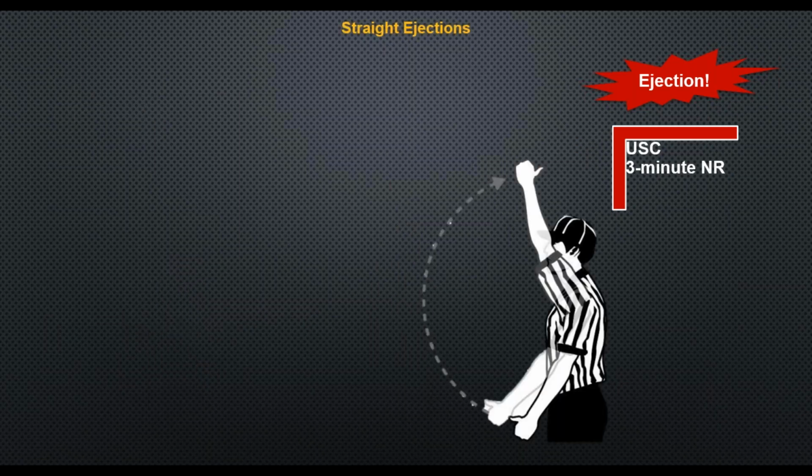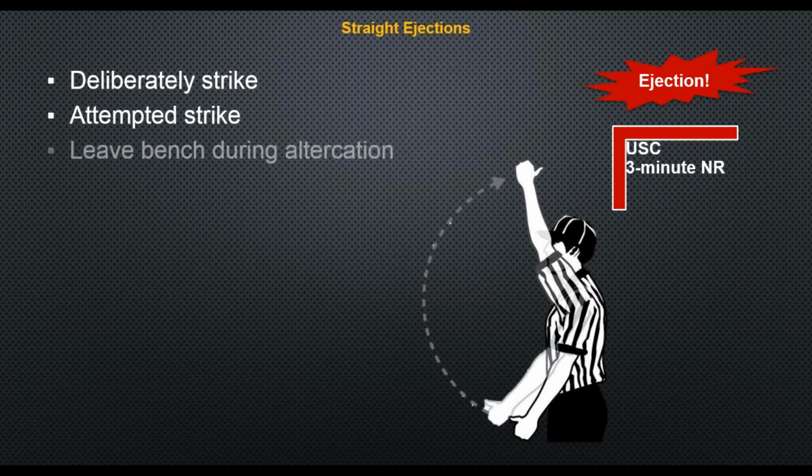Straight ejections. There are several things that can happen to warrant a straight ejection. Deliberately striking. This is for defenseless players, striking the head or neck area in a violent nature. Attempted strike. It's in the rule book that you're allowed. Let's make sure that we know what's happening before we call the attempted strike.